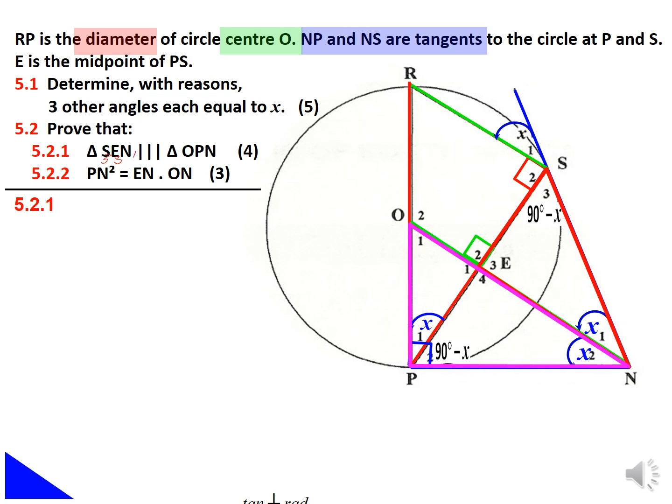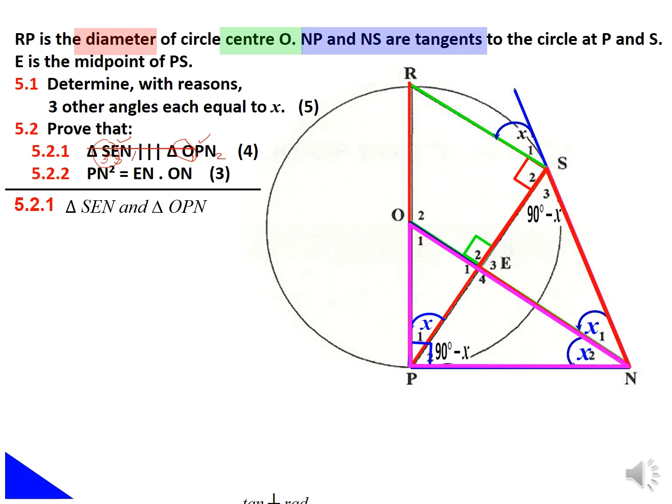Then in triangle OPN, O is O1, at P is the whole angle P, and N is N2. So what we need to do is to show that the angle S3 in the first triangle and O1 are equal to each other. Then the angle at point E and the angle at point P are also equal to each other. So we need to show S3 and O1, then E3 and angle P, are equal to each other. If we do that, then we have managed.